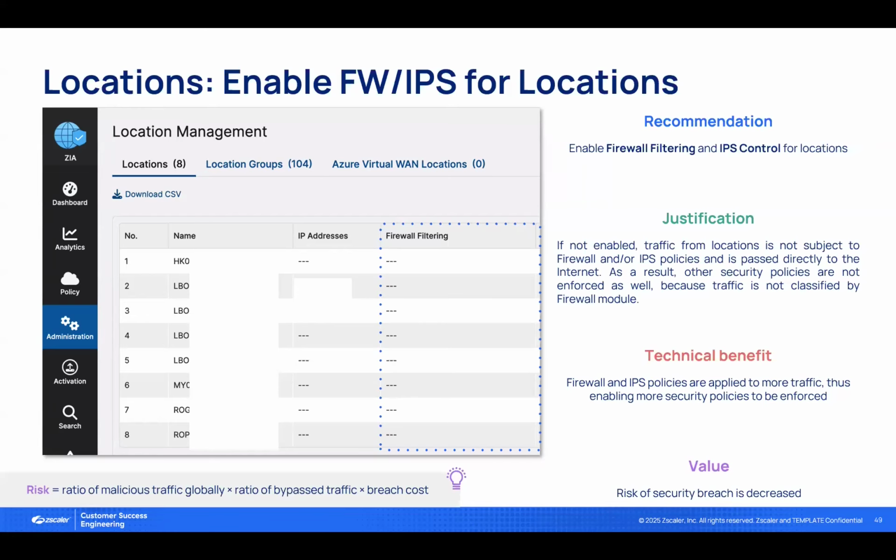First, as a reminder, Firewall and IPS controls are enabled per location or sublocation. So it's important that after you've configured your firewall policy, you go to your location settings and enable firewall filtering for those locations. If these are not enabled, then traffic from those locations is not subjected to the firewall and/or IPS policies and is passed directly to the internet. This can also mean that other security policies are not enforced, since traffic is not classified by the firewall module.